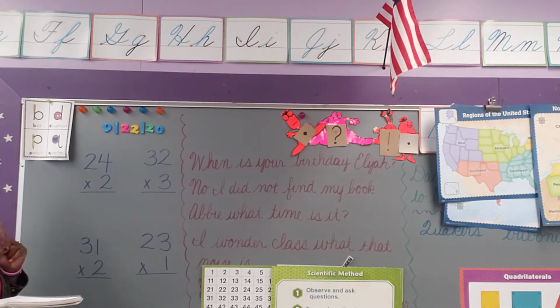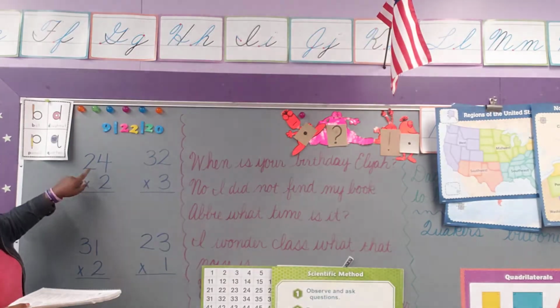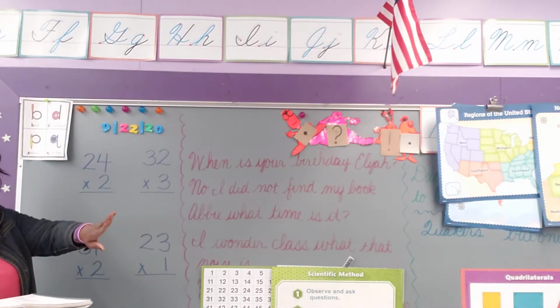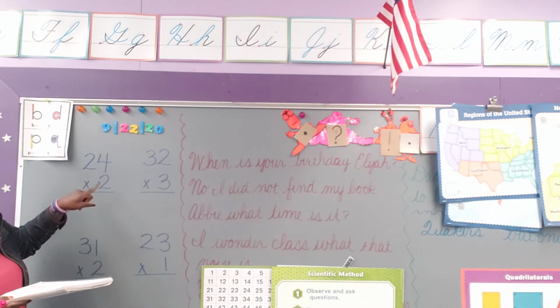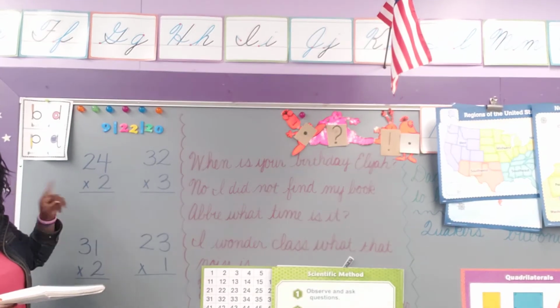We will multiply both digits in the top factor by the bottom factor. Okay, but there's a way that we do it.